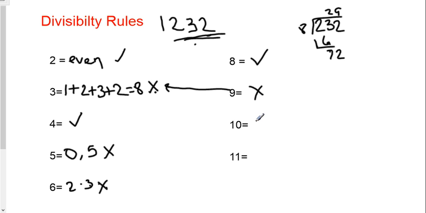For divisibility by 10, it ends in 0. Does it end in 0? No. So it's not divisible by 10.